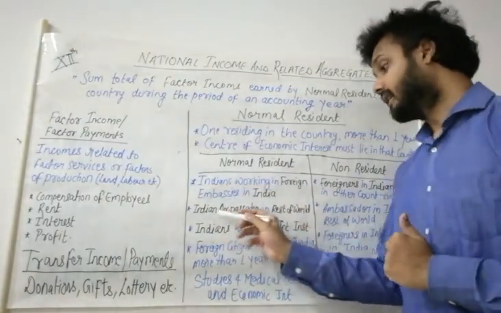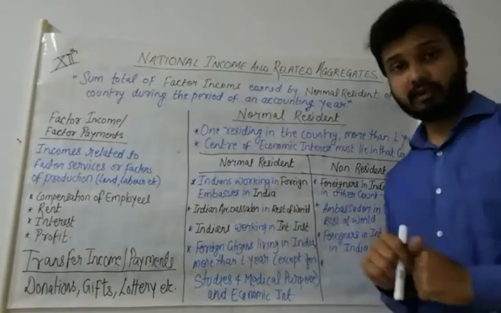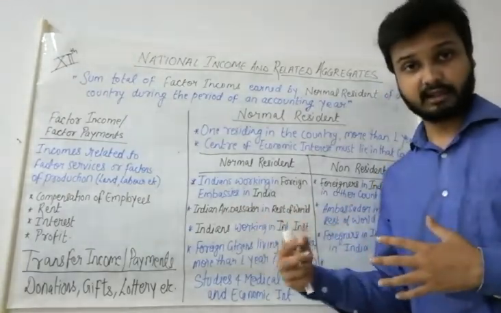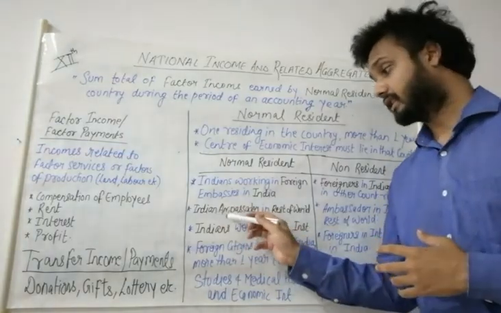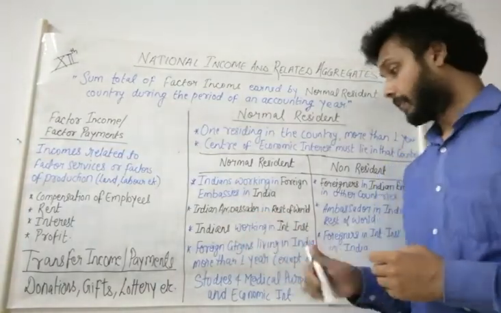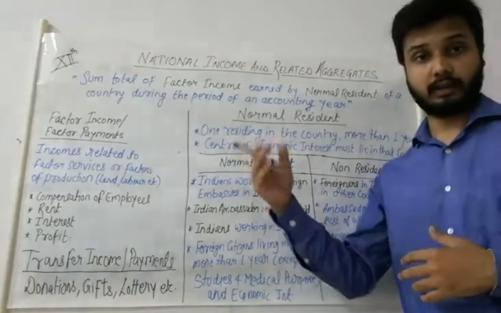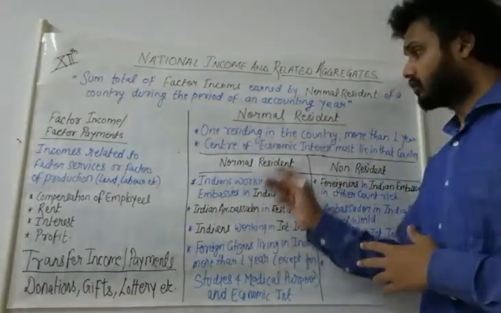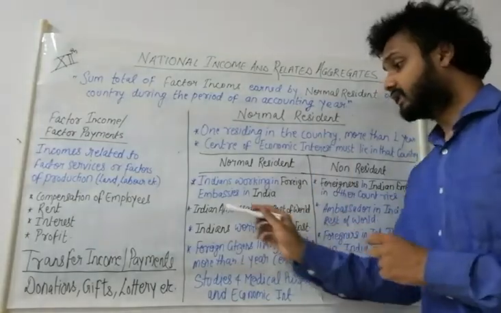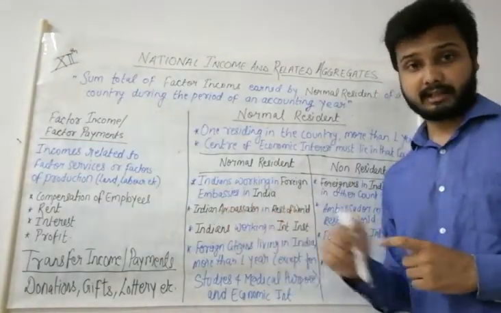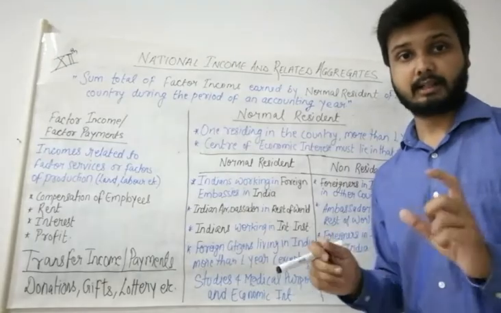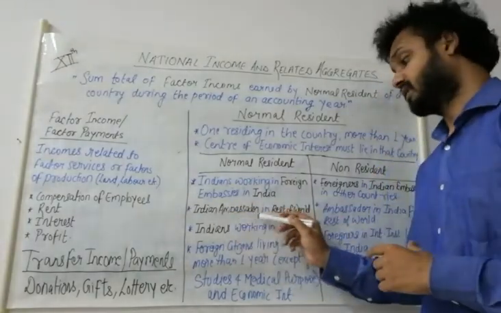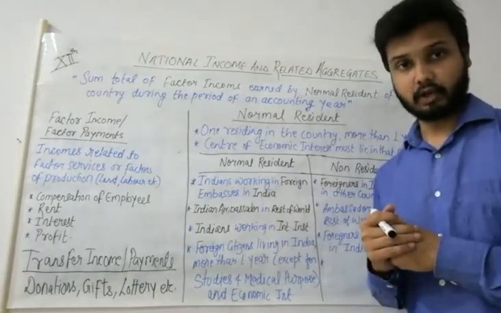Second is Indian ambassador in rest of the world. We know that different ambassadors work in different countries. So if there is any Indian ambassador working outside of India, suppose he is working in Australia, so he is not residing here, but his center of economic interest is the main point. If that is for India, then the Indian ambassador will be known as a normal resident of the country.